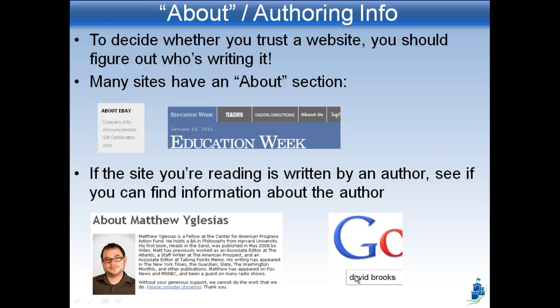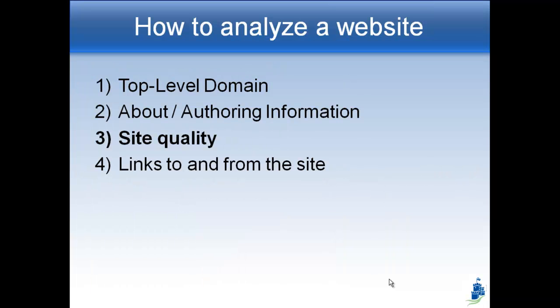Another option would be to Google the name of the person who wrote something and see what information there is about that person. All of this is to analyze the author of something, right? Because if you can find out who the author is, who wrote something, then you might be in a better place to decide whether his or her writing is legit. All right, so that's the about and authoring information.